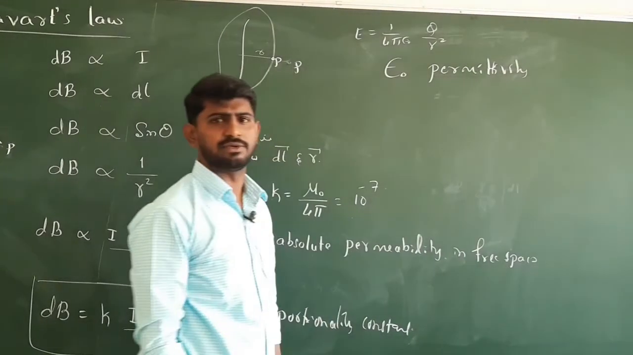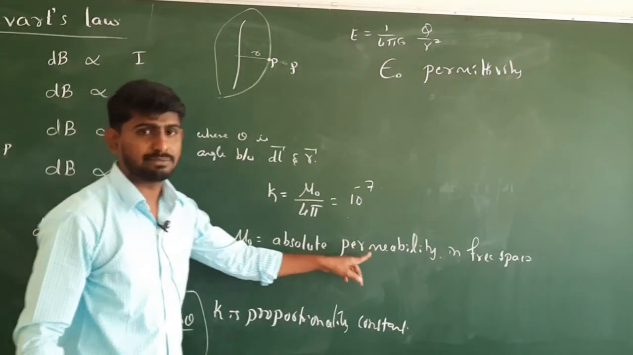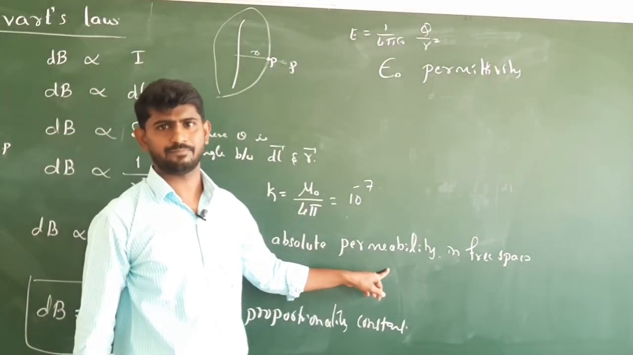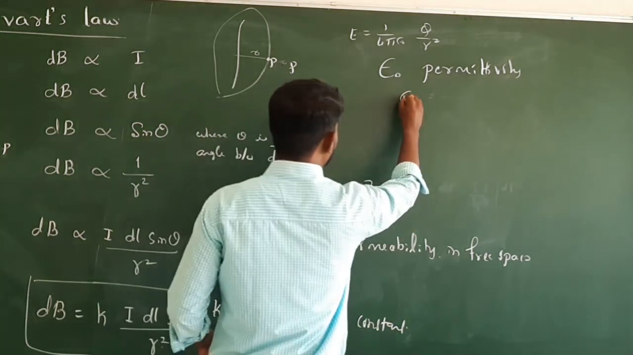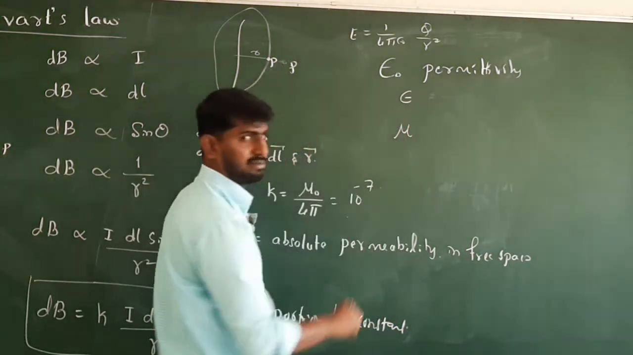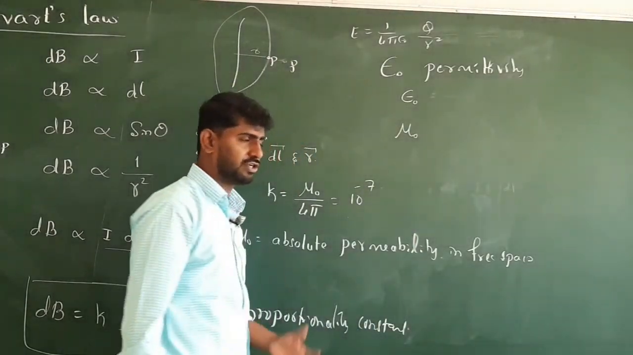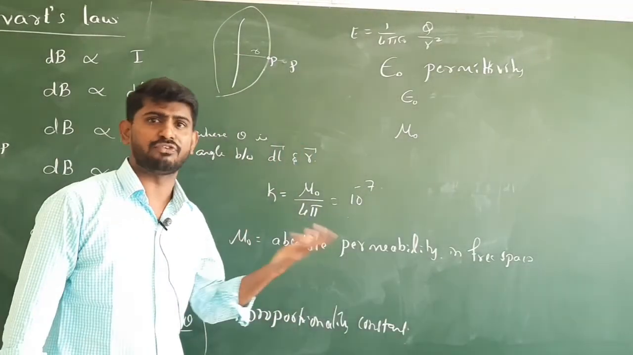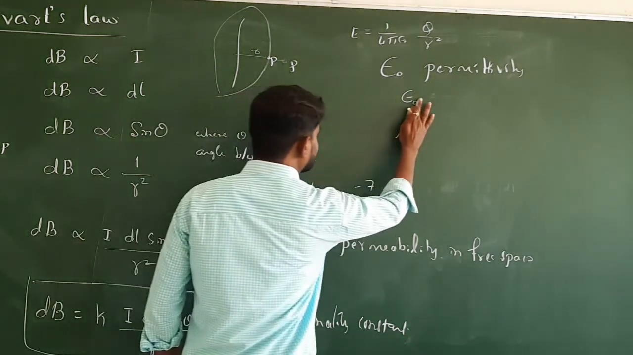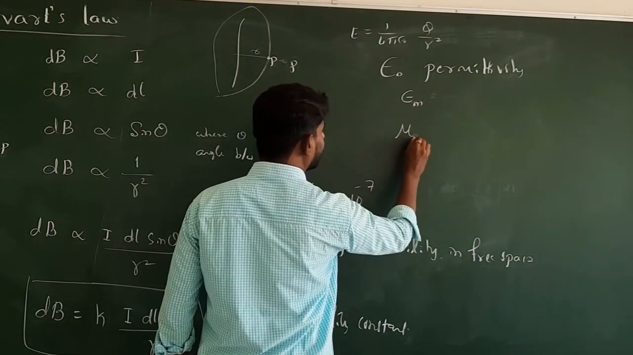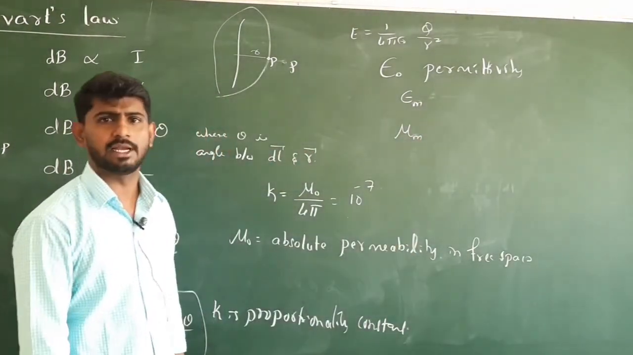Okay, absolute permittivity. Now what I'm saying is absolute permeability. Okay, so this is permittivity and this is permeability. Okay, if I write the subscript 0 as a subscript, you should understand this is about free space. If I write the subscript m, it is about the particular medium.